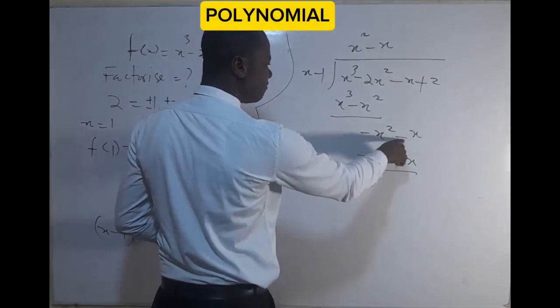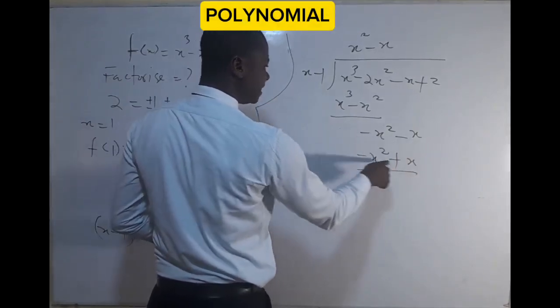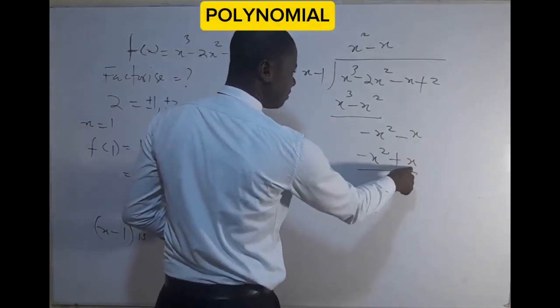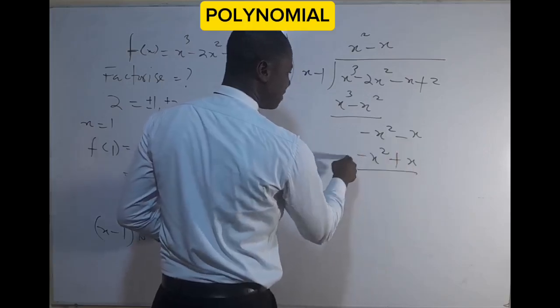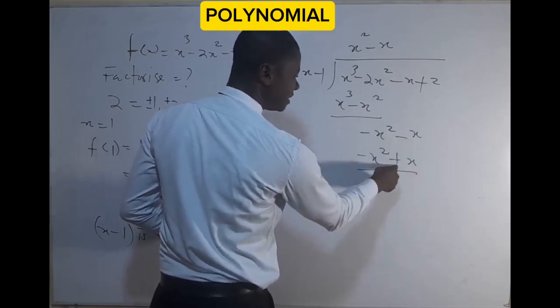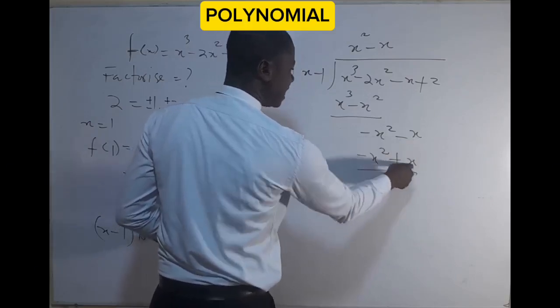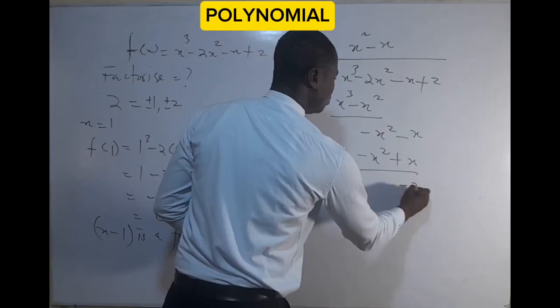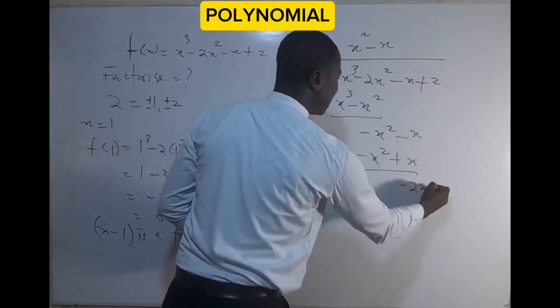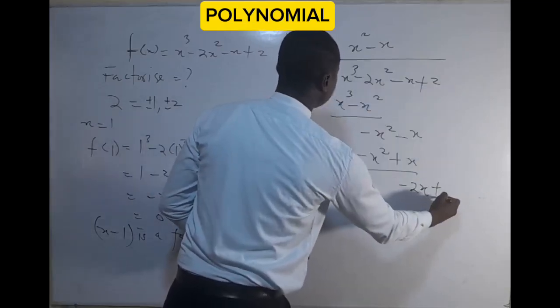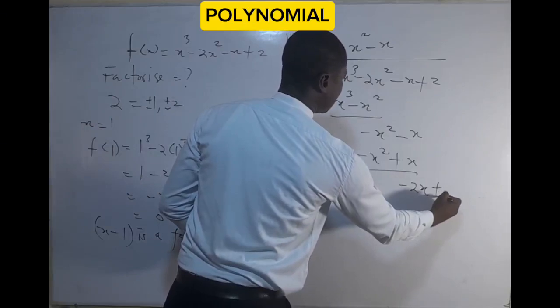Then what we have here, we have minus x minus plus x, so it's minus x minus x, which will give us minus 2x here. Then the last term is plus what? The last term we have here is plus 2.